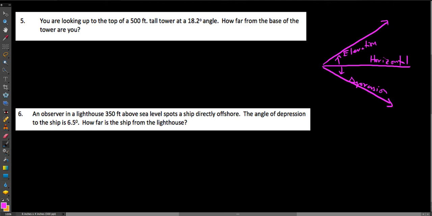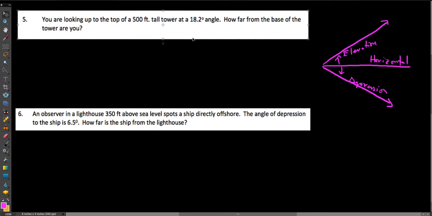So number 5 here says you're looking up to the top of a 500-foot tall tower at an 18.2-degree angle, and I think this would have to be an angle of elevation here. How far from the base of the tower are we? Well, let's go ahead and start by sketching this situation.